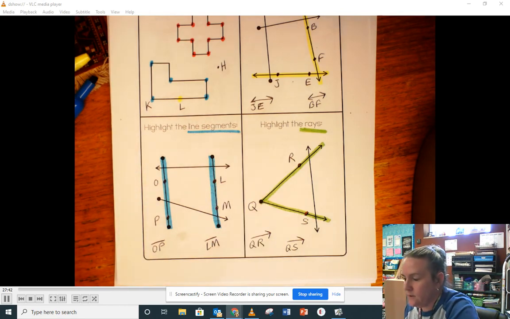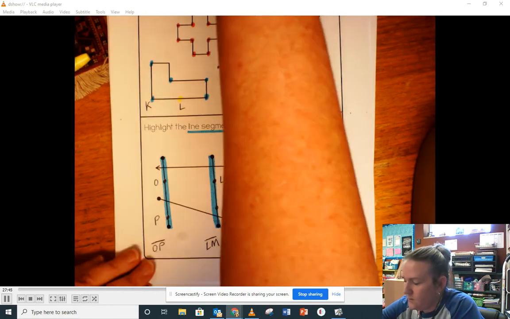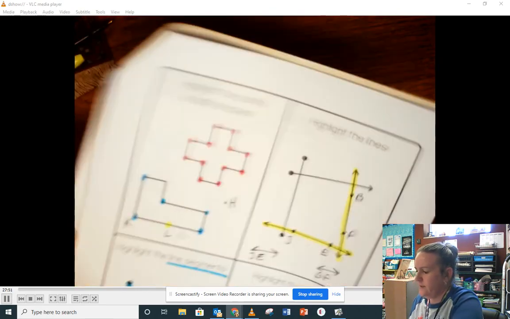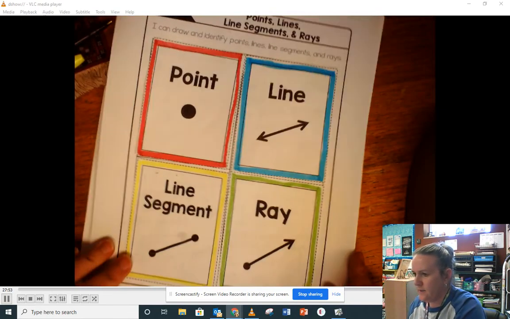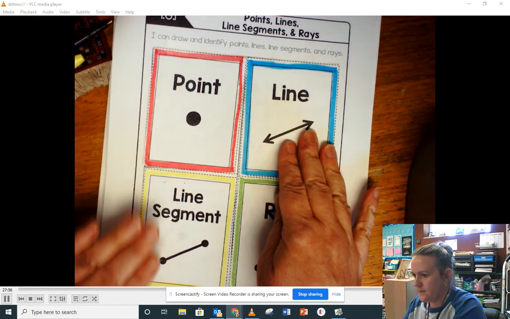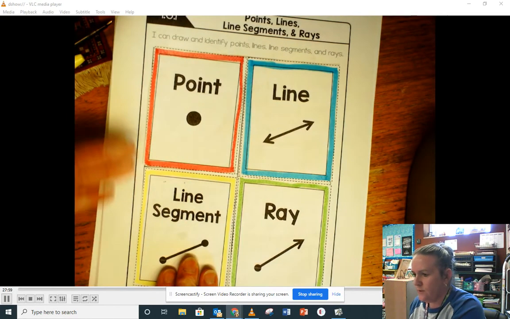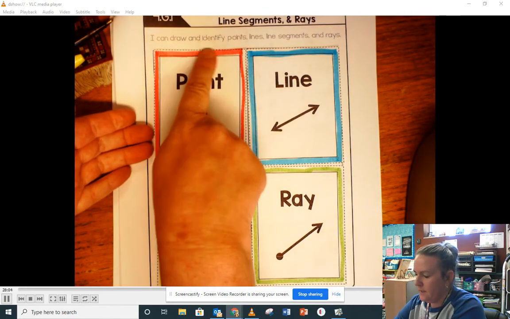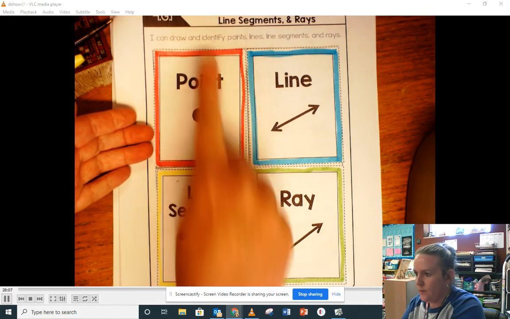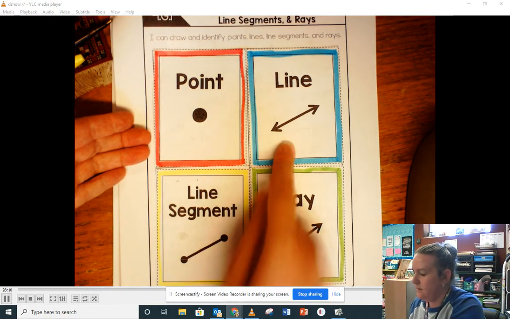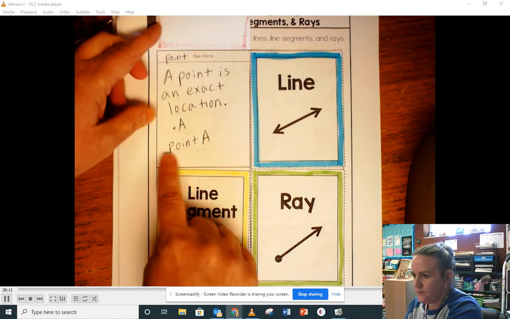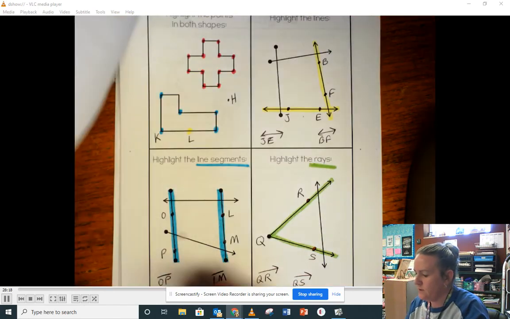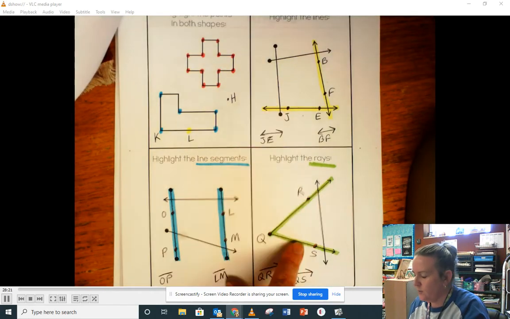Okay, again, you don't ever feel like you need to keep up with me. You can always pause and rewind. So we did the first page in our packet. We talked about points and lines and line segments and rays. Your goal is to know those vocabulary words and to be able to draw them and to be able to identify that is a point, that is a line, that is a ray. And we also went over what math symbols to use when you write these. So on the second page, that's what we practice doing, is identifying them and labeling them.